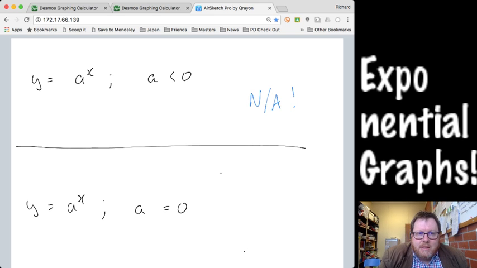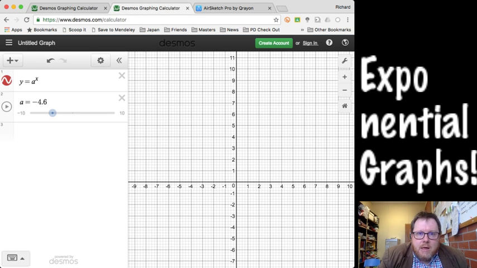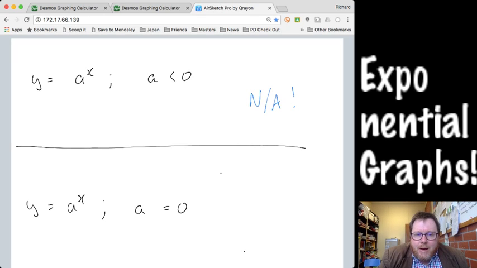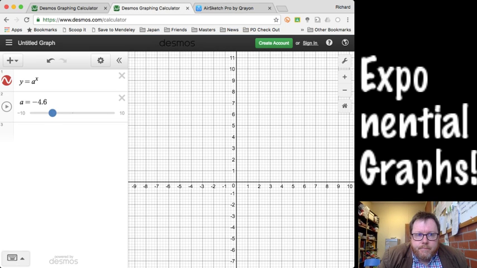And two other quick examples. It's almost not worth mentioning, but I might just ask you to think about it. What happens when a is equal to 0? What's the graph going to look like? Give you a chance to think. Pause if you need to. Okay, let's have a look at it.